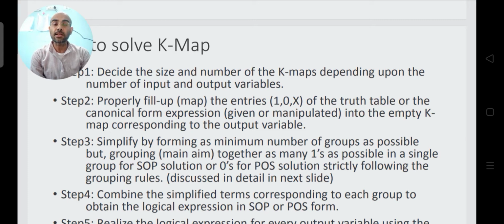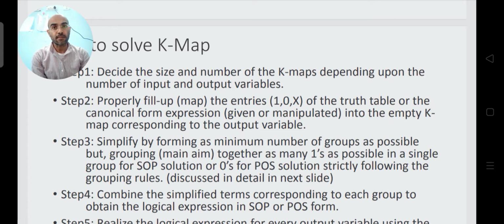This don't care is marked by a cross. You are not sure whether that term is present or not, or rather you do not worry about the presence or absence of that term, and therefore you mark it with a cross, not with 0, not with 1. So in the K-map there are only 3 possibilities which you have to mark.